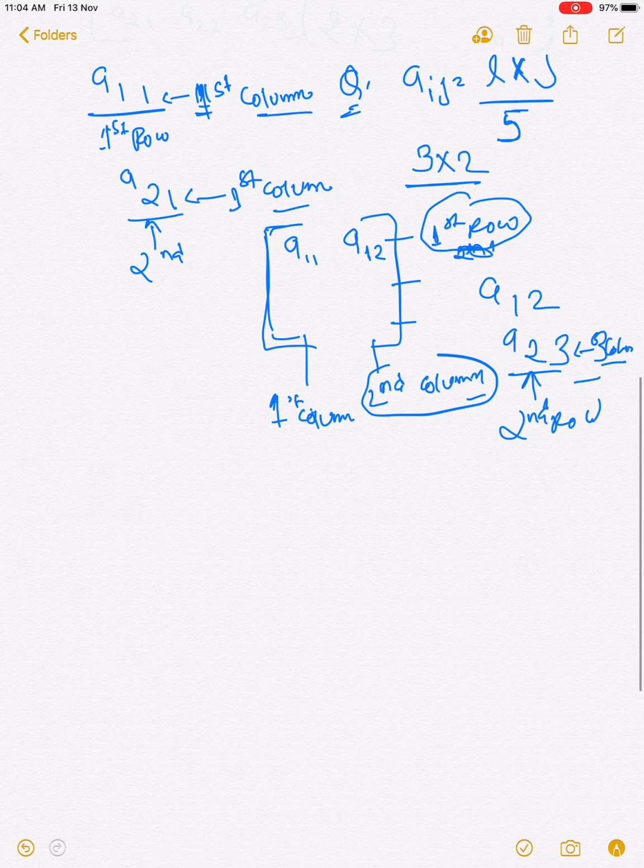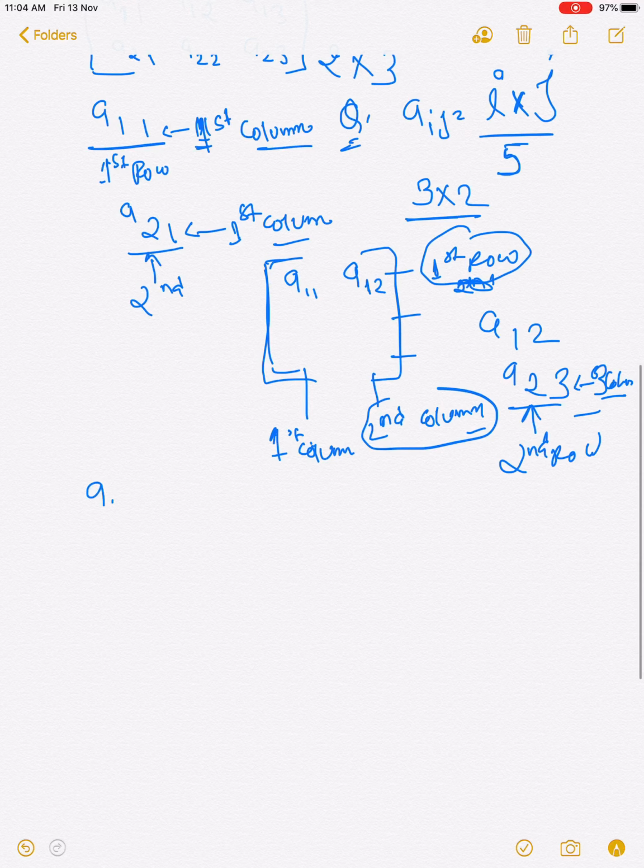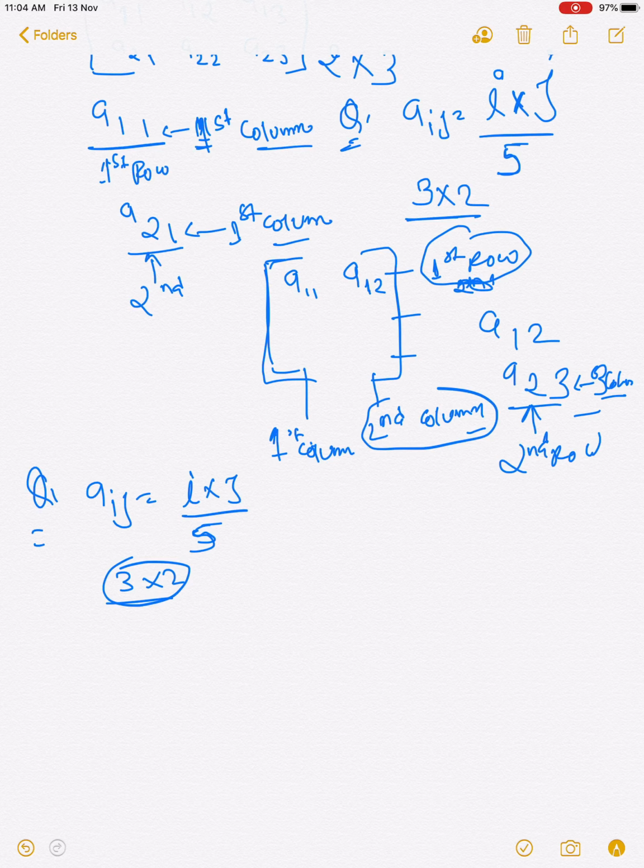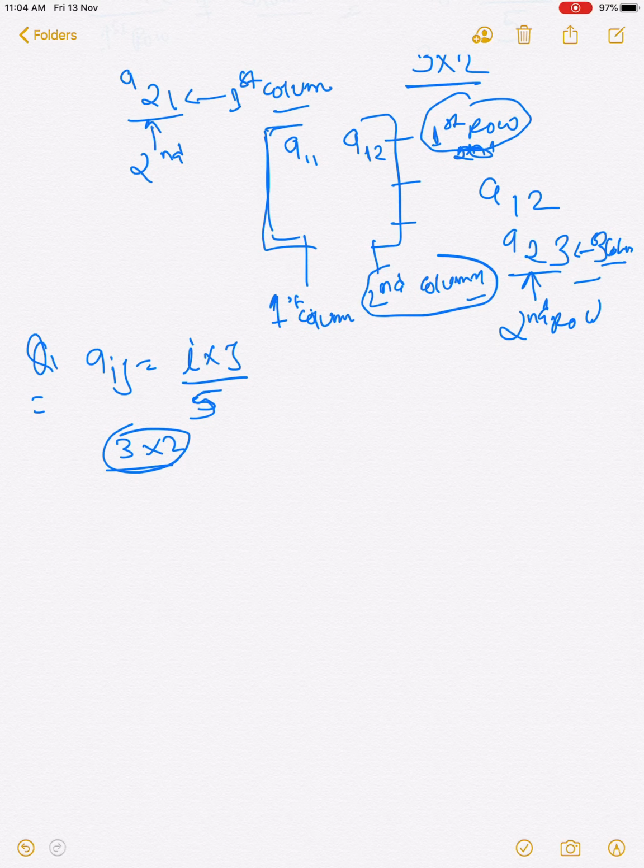So this is the denotation of an element of the matrix. The question is: given a_ij equal to i into j by 5, you have to make a matrix of order 3 by 2. What is 3 by 2? Then what we have to do, just take 3 by 2. First, a11.